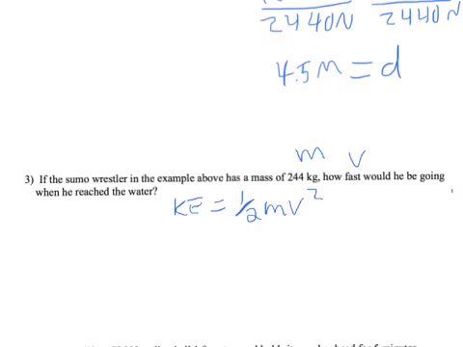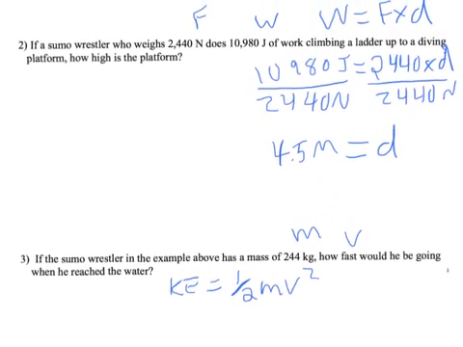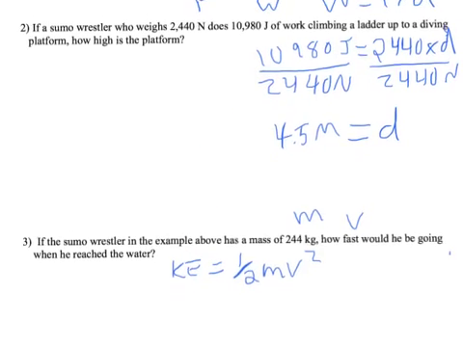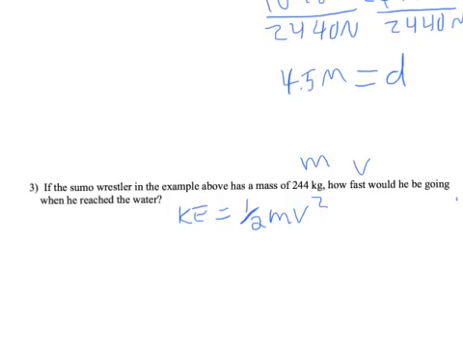Energy is energy is energy, and what we see is up here that the amount of work done by this sumo wrestler was 10,980 joules. So although in this example here that was potential energy, in this one down here it's going to be kinetic energy. So I'm simply going to take this value and put it down here. So 10,980 joules equals 1/2 of his mass, which is 244, times velocity squared.